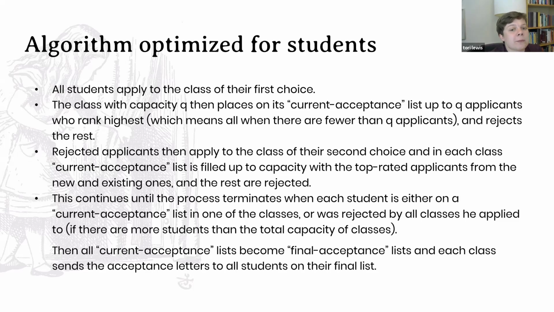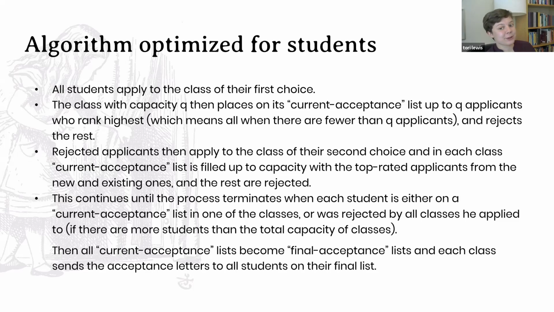Which means that when there are fewer than Q applicants, so if there are fewer than the capacity, the class accepts them all and rejects the rest. Rejected applicants then apply to the class of their second choice, and in each class, the current acceptance list is filled up to capacity with the top rated applicants from the new and existing ones, and the rest are rejected.